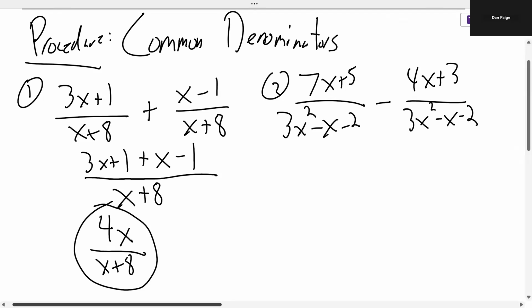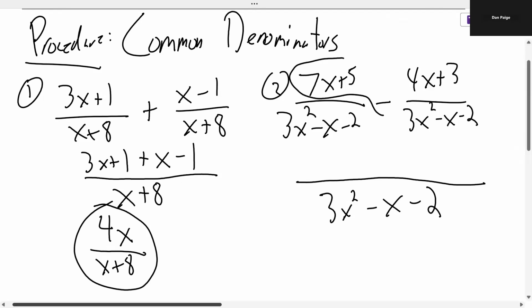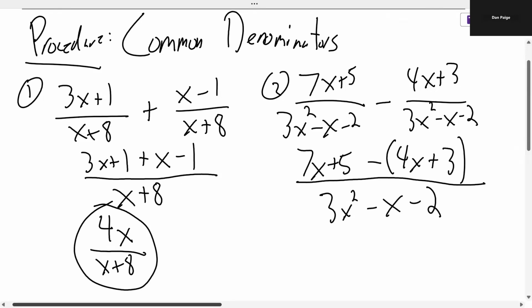Common denominators, right? We have to add and subtract the numerators. So I'm going to make one big line. 3x squared minus x minus 2 is the denominator because the denominators are already in common. Okay. I'm going to write out the numerators, and watch how I write out all of this stuff because that's going to be important. 7x plus 5 minus 4x plus 3. Let me show you the bad way to write this.